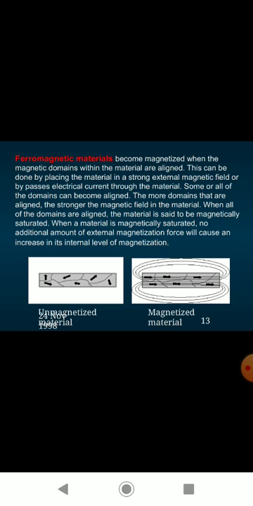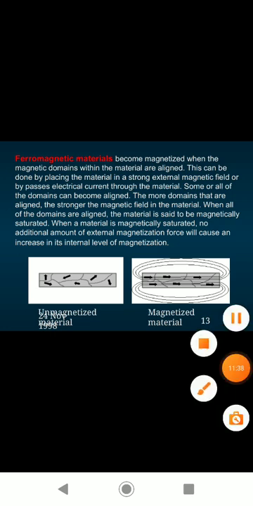Ferromagnetic material becomes magnetized when the magnetic domains within the material are aligned. This can be done by placing the material in a strong external magnetic field, or by passing a current through the material, and some or all of the domains can become aligned. The more domains that are aligned, the stronger the magnetic field in the material.